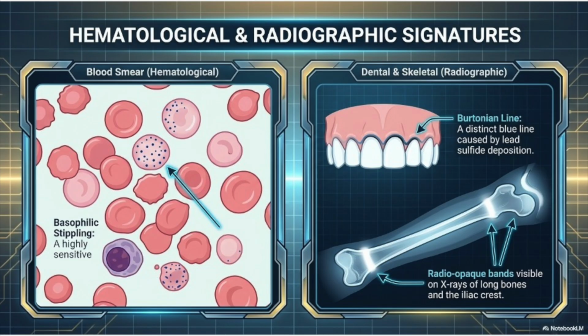Certain laboratory and radiological findings further support the diagnosis. Peripheral blood smear demonstrates basophilic stippling of red blood cells. The Burtonian blue line may be visible at the gingival margin due to deposition of lead sulfide. In children, radiographs of long bones may show dense metaphyseal lead lines, reflecting disturbed bone growth. These findings are characteristic but should always be correlated with blood lead estimation.